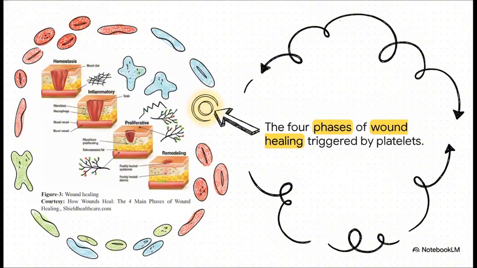Notice the progression here. We go from the immediate blood clot of the hemostasis phase right into the inflammatory stage where macrophages arrive. Then comes the proliferative stage where fibroblasts start rebuilding and finally remodeling. And platelets? They are the critical trigger for this entire cascade. They act as master modulators.